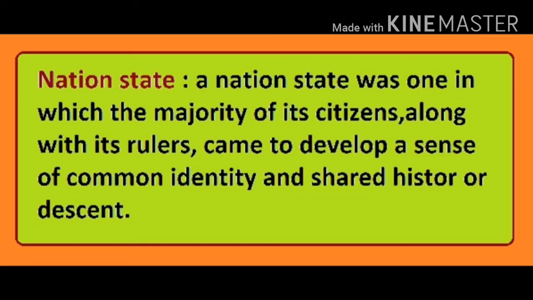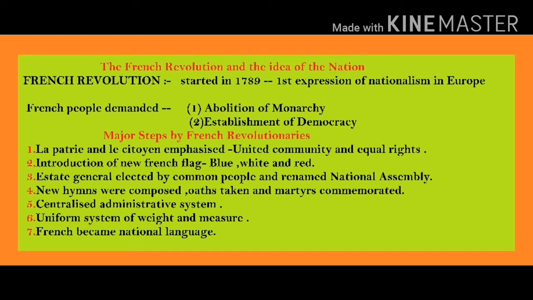Okay, and next we are going to read about the French Revolution and the idea of the nation. So friends, all of us know that in France nationalism developed with the French Revolution in 1789. Here the French revolutionaries introduced various measures and practices that could create a sense of collective identity among the French people, so that they can feel they belong to France. Okay, and what were those steps that were taken by the French revolutionaries?